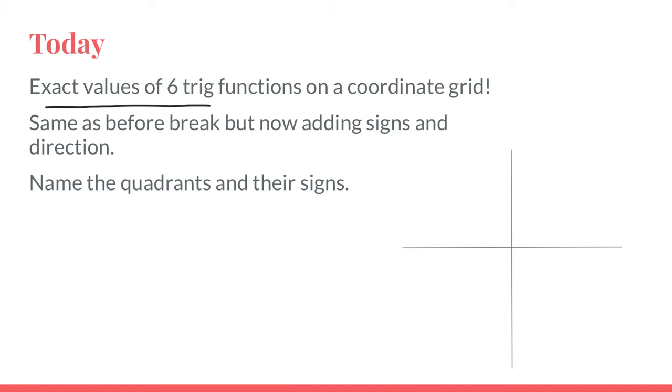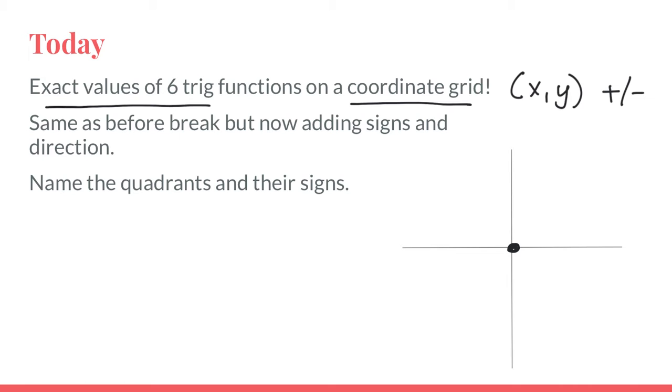We're doing that exact same thing today, except now we're going to add a coordinate system. That means we're going to add them as points, and we're going to add signs with positive and negative, putting them on a coordinate system. So as we discuss that, let's talk about their signs and the quadrants.